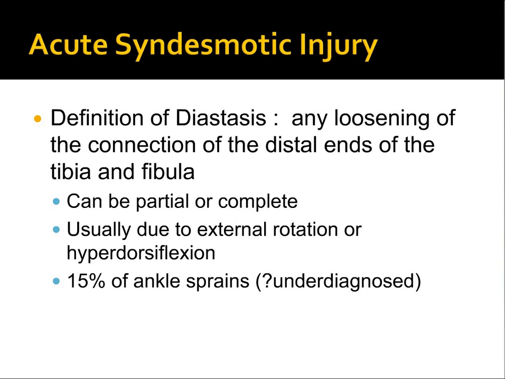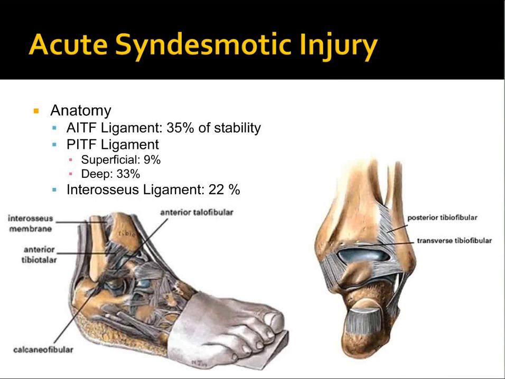So what is an acute syndesmotic injury? What is diastasis? It's any loosening of the connection of the distal ends of the tibia and the fibula. It can be partial, it can be complete. It's usually due to an external rotation or a hyperdorsiflexion force. In the literature, it's about 15% of all ankle sprains. In my view, I think it's actually underdiagnosed, so it's something that we should all be quite aware of.